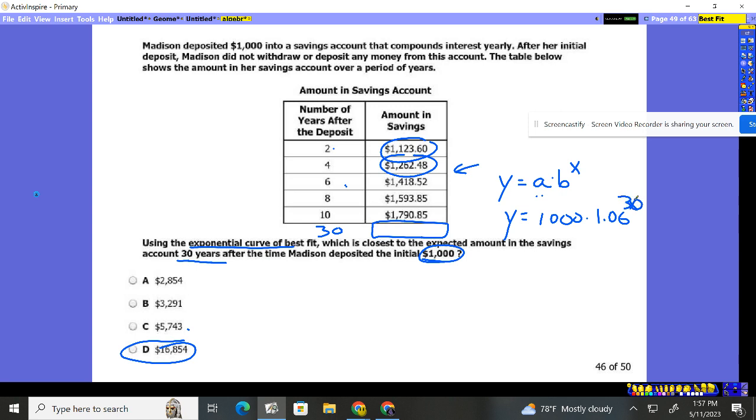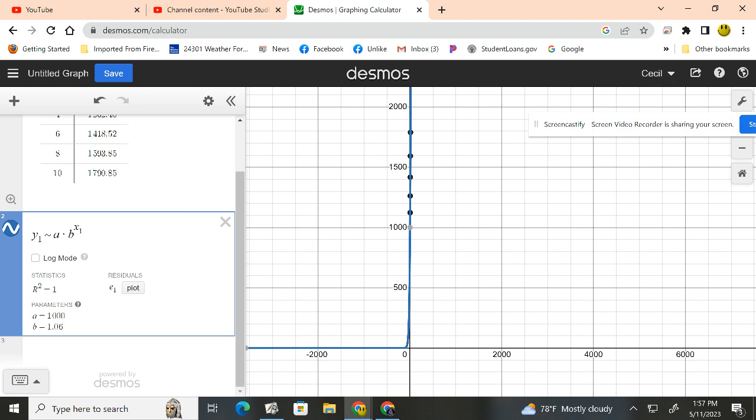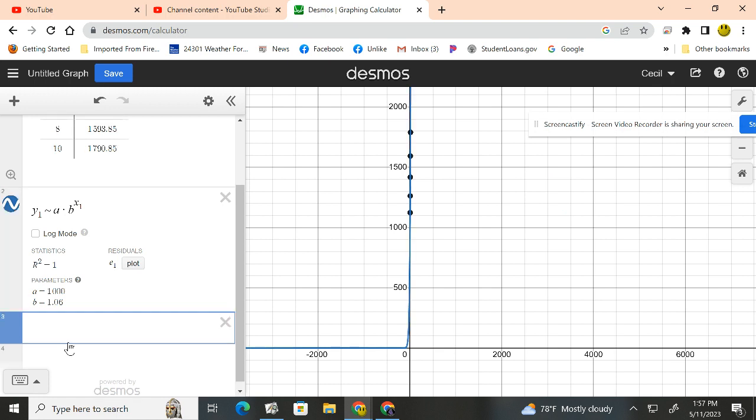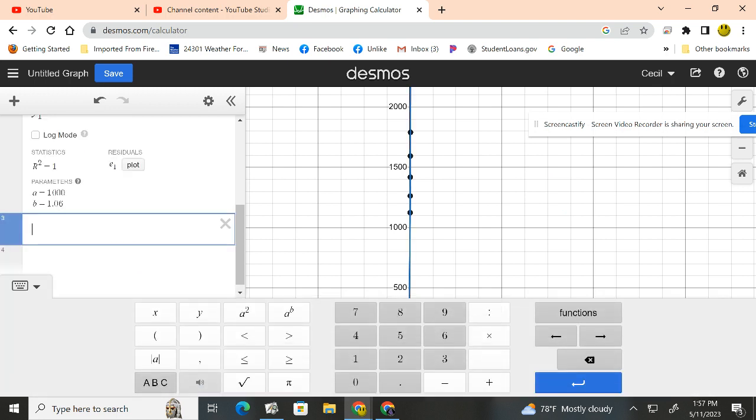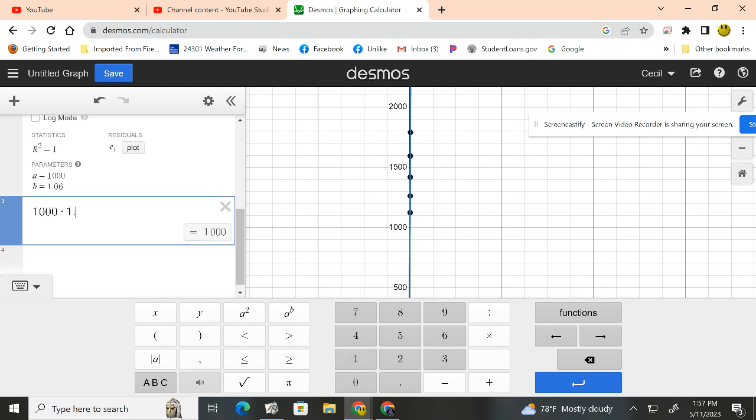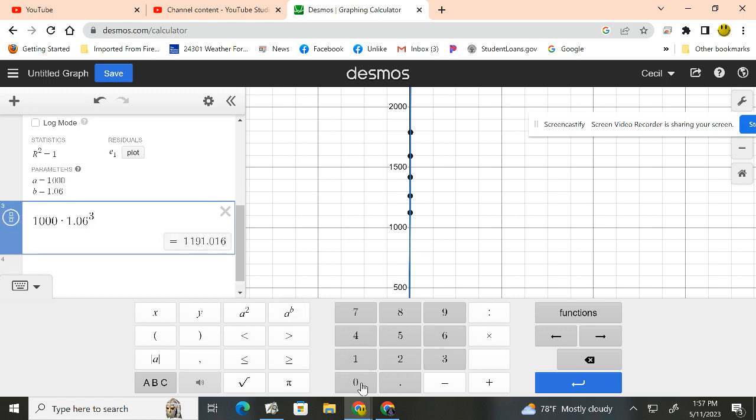We could just grab a calculator and change that x to a 30, okay, and type it in, get our answer. So we could come back to Desmos and do that. We could also draw a line x equals 30 and find their intersection. But let's just go and type. I'm just going to go ahead and type it in and figure out what 1,000 times 1.06 raised to the 30th is.